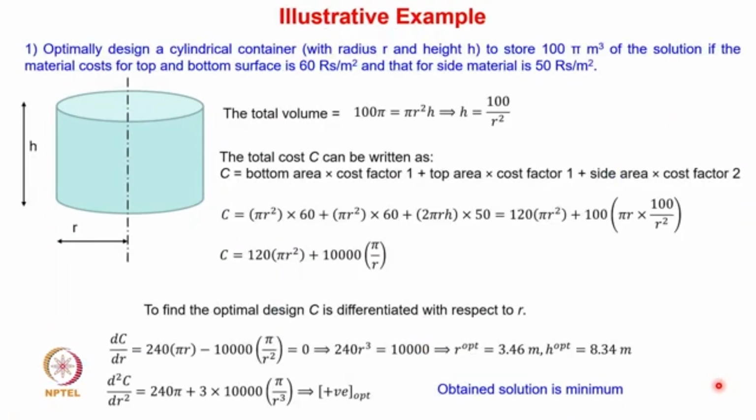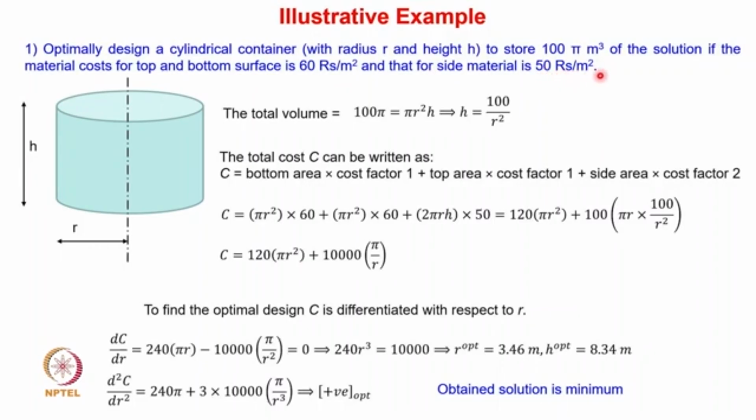In order to understand the concept, let's look at a very simple illustrative example. We want to optimally design a cylindrical container with radius r and height h to store around 100 pi meter cube of the solution. The material cost for the top and the bottom surface is, let's say, 60 rupees per meter square, and that for the side material is 50 rupees per meter square.